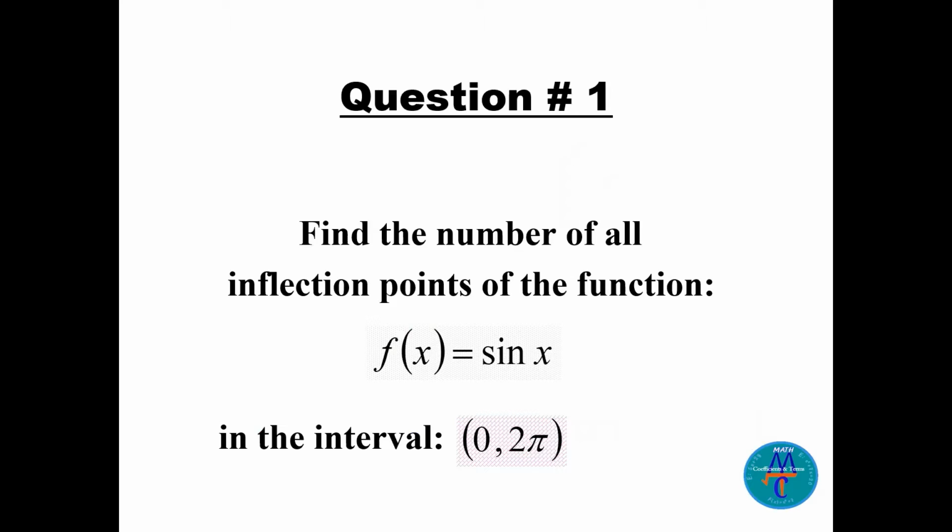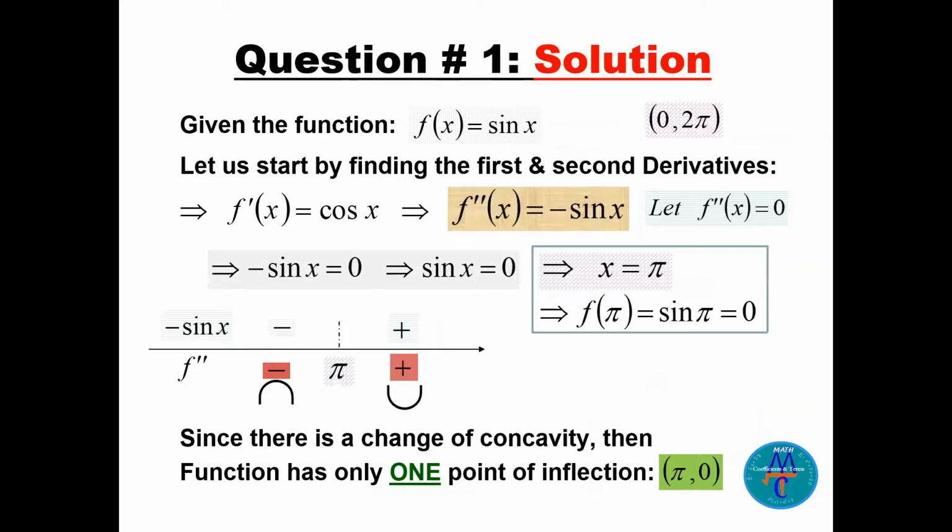Question number 1, find the number of all inflection points of the function f of x is equal to sine of x in the interval 0 to 2 pi. To find the inflection points, we have to find the second derivative of the function. So let's start by finding the first derivative. F prime of x will be cosine of x. The second derivative will be minus sine of x.